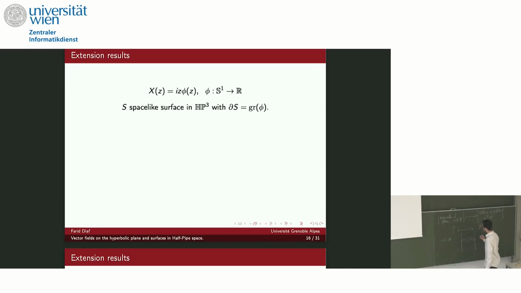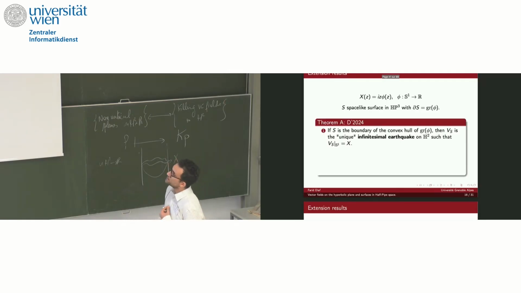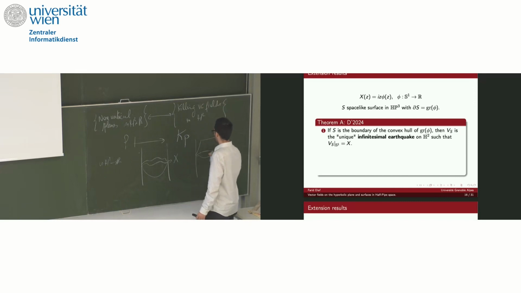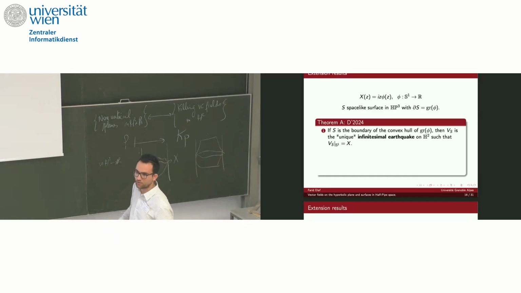This is my vector field, X, and I take a surface. And the game is that a surface of good geometric property will be translated to a vector field of nice properties. The first one is the following. If we take the convex hull of this curve, and you take the boundary of this convex hull, this is not a smooth surface, but it's convex. And then we get an infinitesimal earthquake. So Vs is an infinitesimal earthquake extending my vector field X.